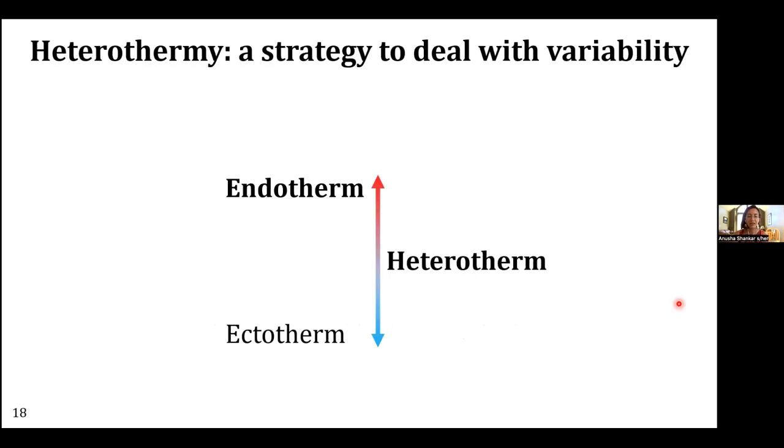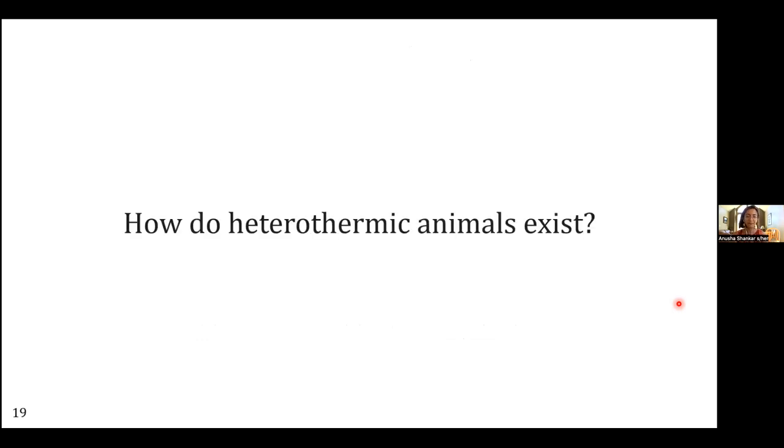And so this is another component of my research plan over the last many years to study heterothermy, because hummingbirds are heterotherms. They can move between being ectotherms like lizards and snakes, allowing the outside air to decide their body temperature, and being endotherms like us, generating their own body heat, maintaining a high body temperature. And this is a really interesting strategy to deal with environmental variability. So how do these heterothermic animals exist is what I'm really obsessed with thinking about now.